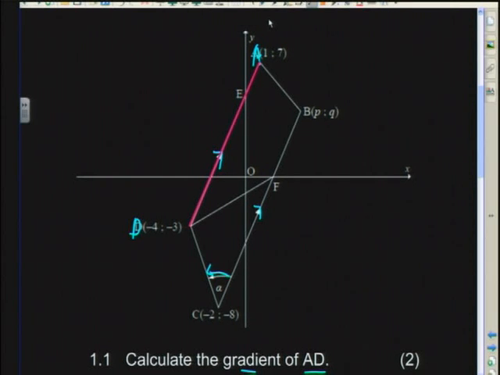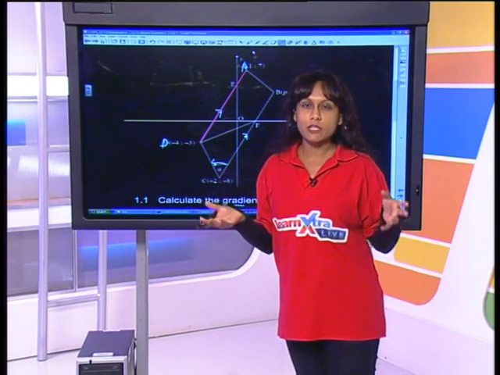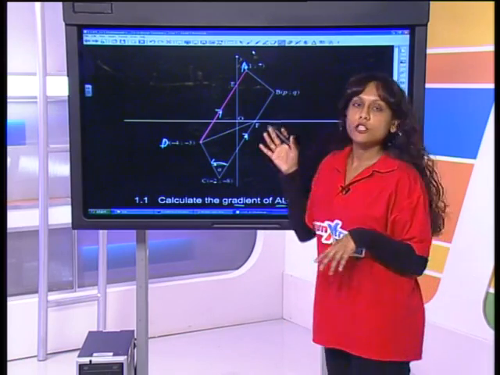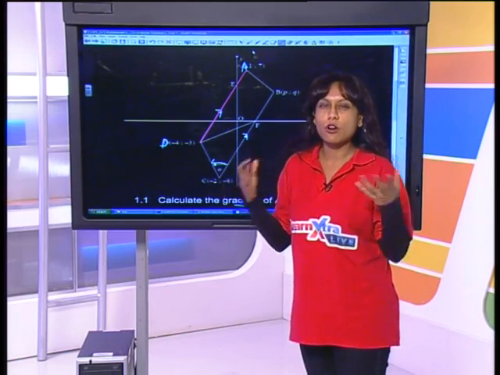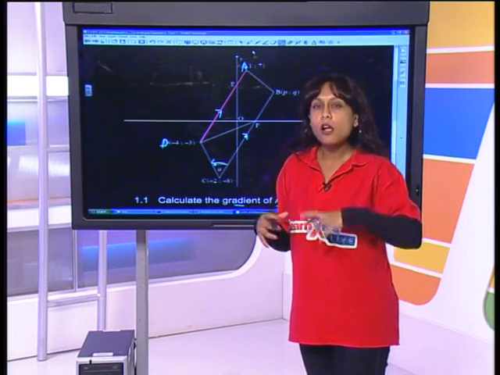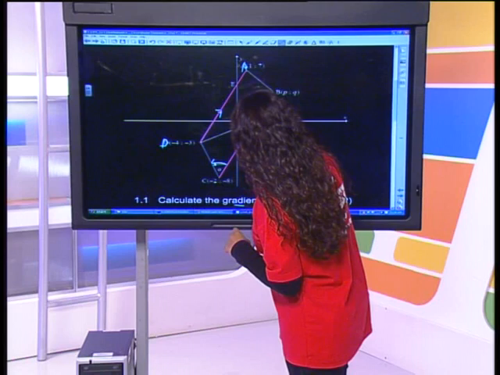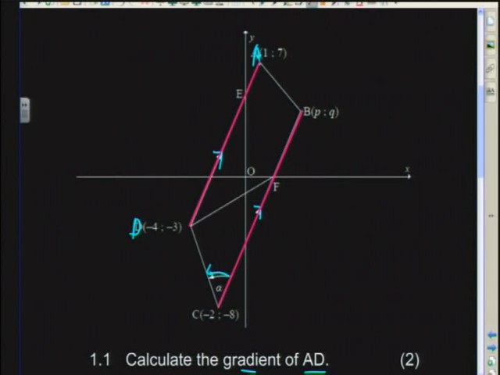is 2. Now guys, before we even go on to the rest of the questions, we can already tell, because remember AD is parallel to BC, that the gradient of this line CB is also going to be 2. And you see, we might need that as we go on into the question. So the gradient of BC is also 2.